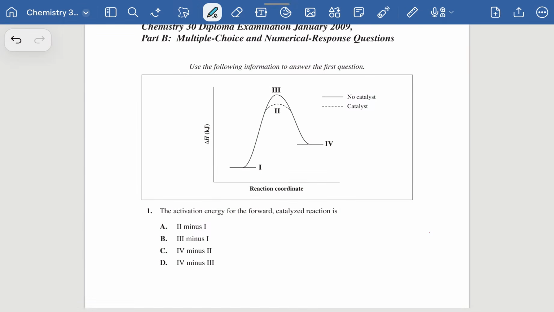This is yet another old diploma that you can get from QuestA+, or if you just Google released items. This one is from 2009. So the first part of this diploma goes over some thermochemistry. The first part asks to find the activation energy for the forward catalyzed reaction. You want to remember that activation energy is always from the reactants to the top of the hill. If you have a catalyst, it lowers the activation energy. So we're looking to find the distance from 2 to 1. So that would be A.